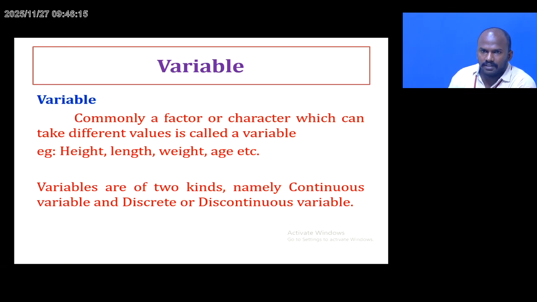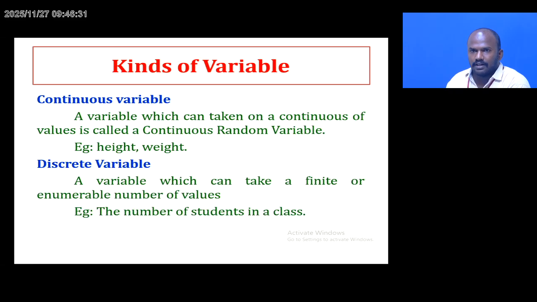What is a variable? It is commonly a factor or character which can take different values. Examples: height, length, weight, age, etc. Variables are of two kinds, namely continuous variable and discrete, or otherwise called discontinuous variable. A variable which can take on a continuous range of values is called a continuous variable. Examples: height, weight, etc. A discontinuous or discrete variable can take a finite or enumerable number of values. Example: the number of students in a class.